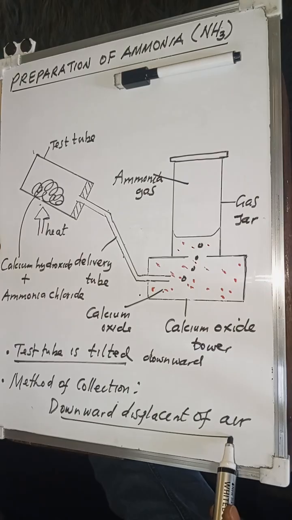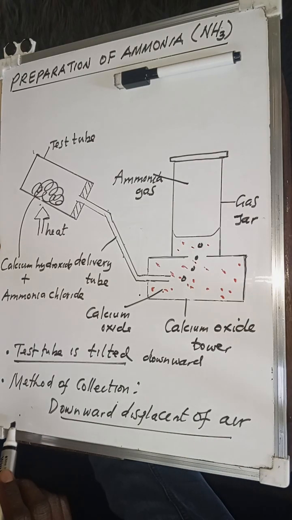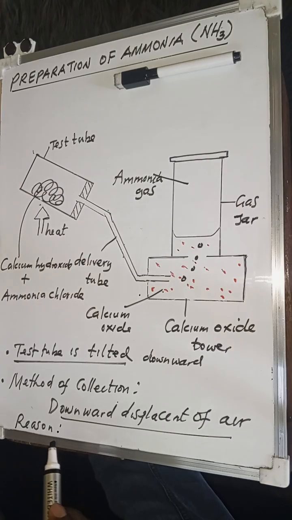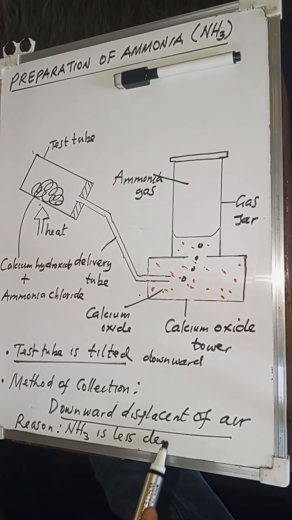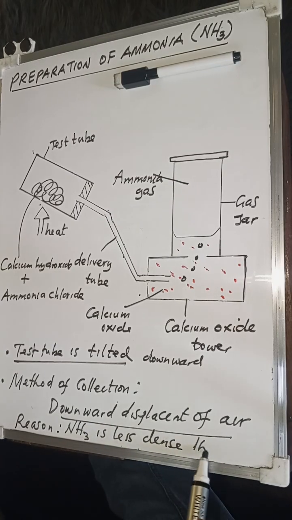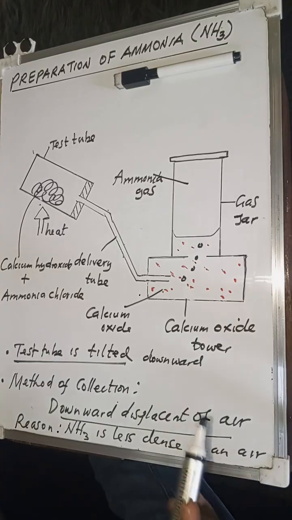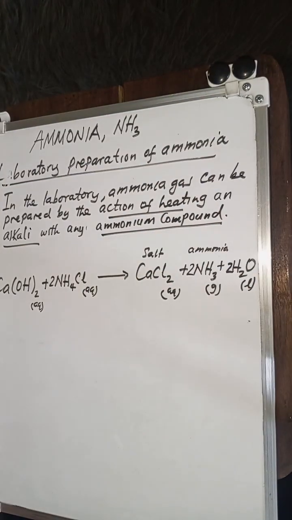And why do we use downward displacement of air? The reason why we use this one is because ammonia, in this case NH3, is less dense. So it is less dense than air. So that is why we use such an arrangement. Right, let's try to put up a few concepts there.